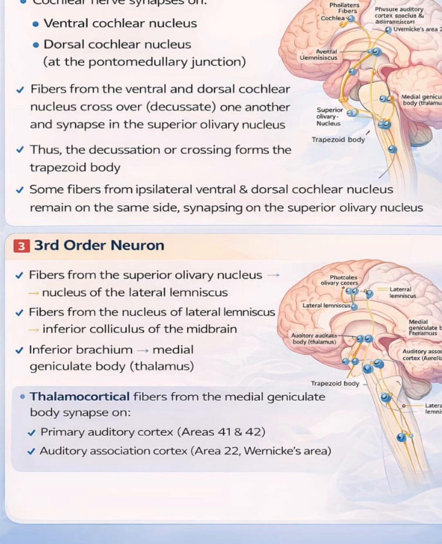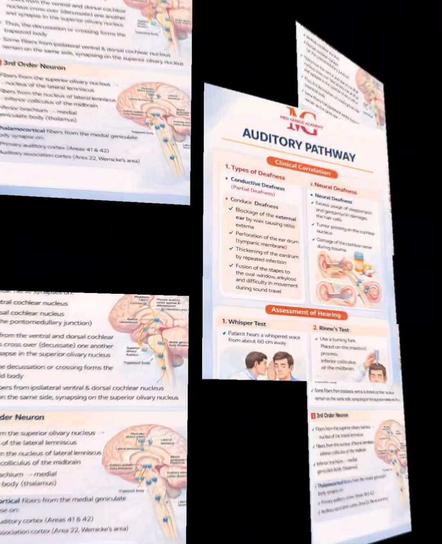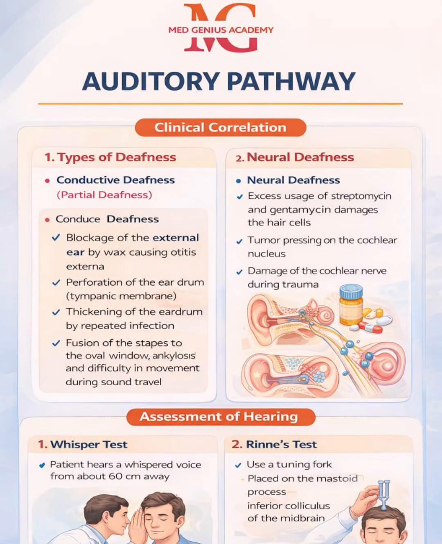This is how it is. So this is the third order neuron. You get it now? Now for the clinical correlation here, what are the clinical correlations? We have what we call the conduction deafness and we have the neural deafness. The conduction deafness is just a partial deafness, which means when you settle the issue or you treat yourself from what is blocking the ear, sound will pass through easily when you remove the barrier.